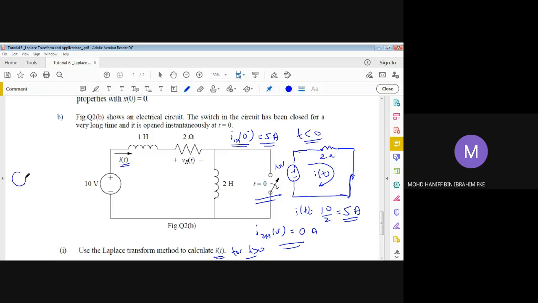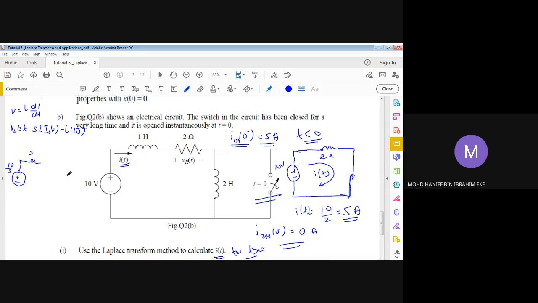we're going to have the 10 volt now become 10 over S. The 1 Henry will now be turned into SL, which is S only because L is 1 Henry. Going back to the equations, we have V equals L di/dt. Just recall that the V_L(s) shall be equal to S L I_L(s) minus L i(0 negative). Okay, so that's how we have this equation.